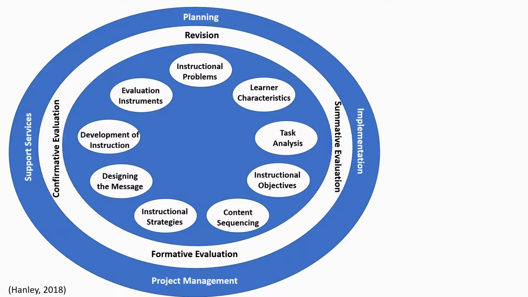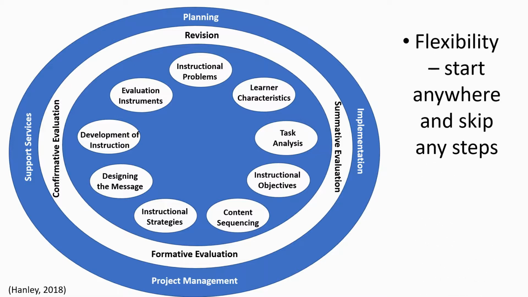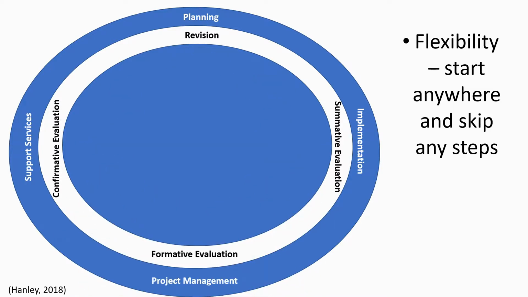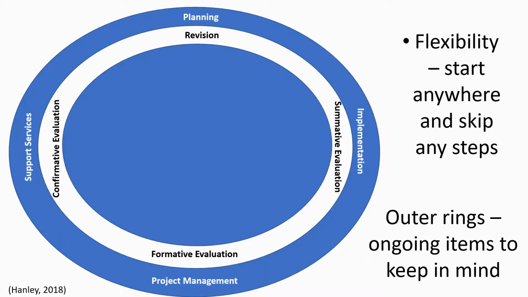A unique thing about the Kemp model is these 9 elements can be completed in any order, or at the same time, or not at all. The Kemp model is all about flexibility. These outer rings are ongoing items that should be performed or considered throughout. These include evaluations, planning, revisions, support services. For an example, in a school environment, these support services could include personnel. For example, incorporating perhaps a gifted teacher or a special education teacher into the mix.